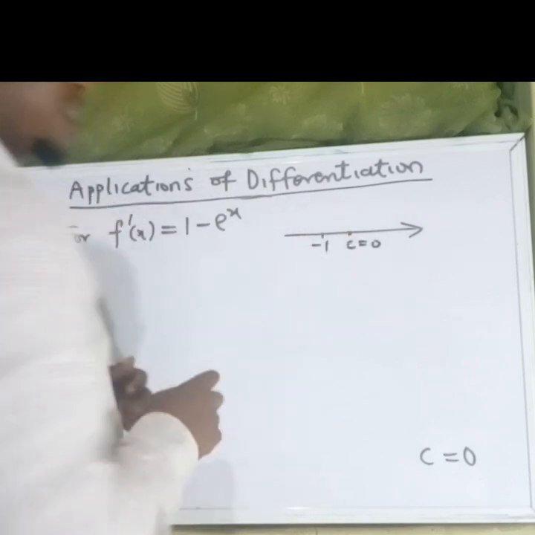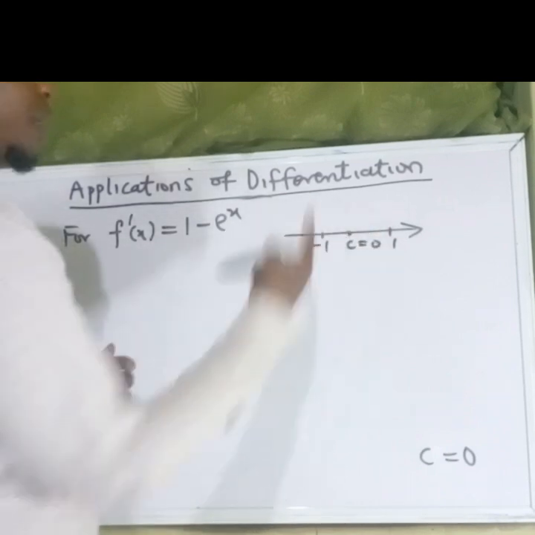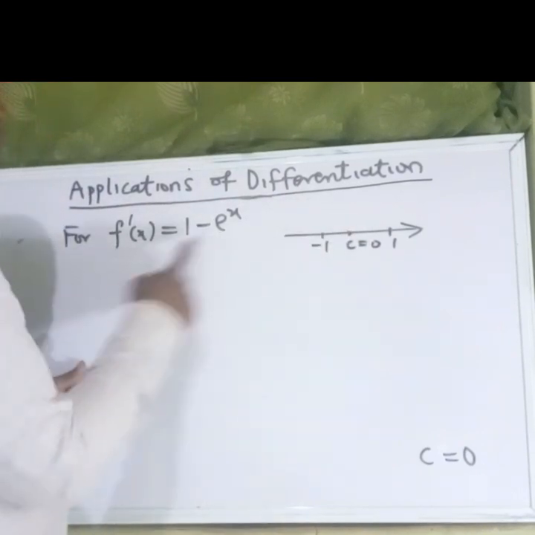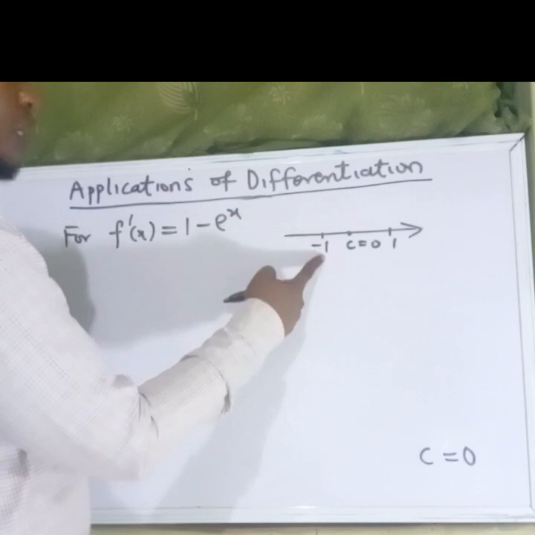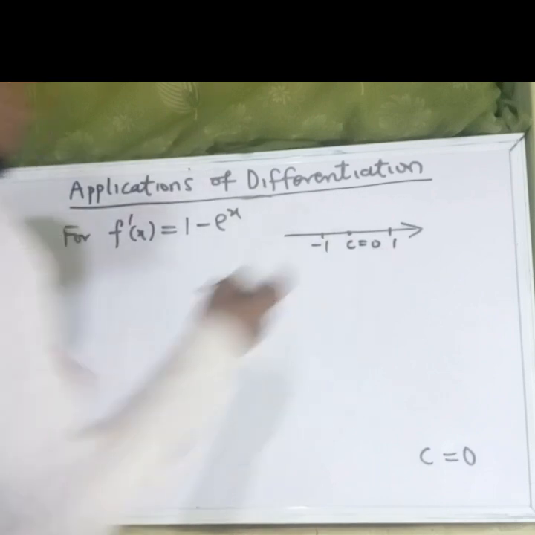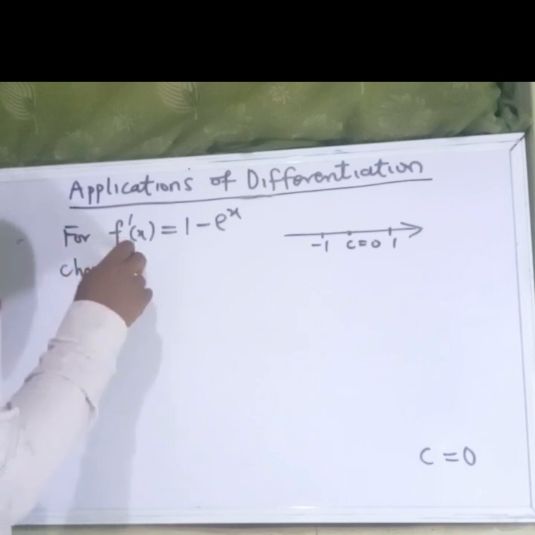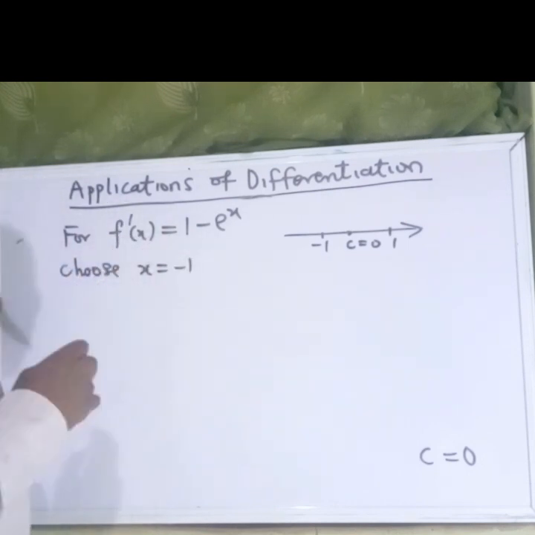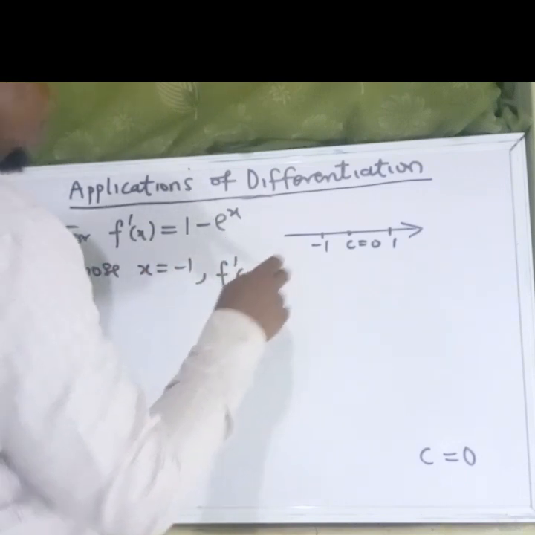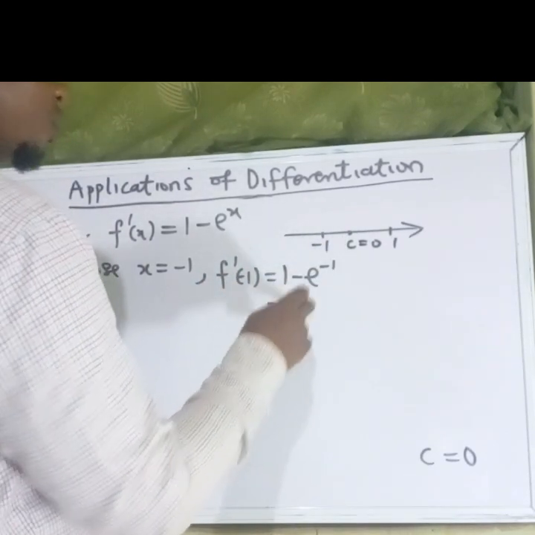Okay, we have a point here which is -1. So it's wise for us to pick just a number here and a number here. What we want to see is whether the slope is positive or negative here, and the same thing here too. From the left of the turning point, we want to choose x to be -1. So when x is -1, f prime of -1 will be equal to 1 minus this, and this will be equal to this.